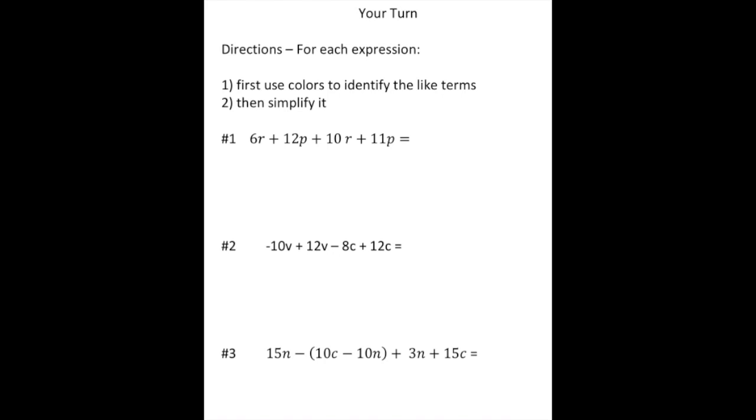Hi everybody, welcome back. Let's see how you did. I'm going to highlight the 6r as well as the positive 10r. I'm going to take a different color and highlight the positive 12p as well as the positive 11p. Now let's simplify this. 6r and 10r will give us 16r, and finally, 12p and 11p will give us 23p.